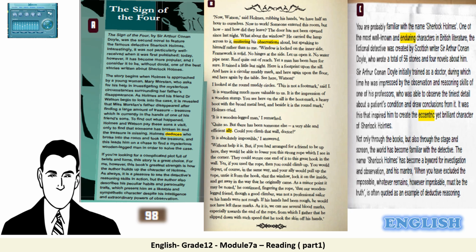Not only through the books, but also through the stage and screen, the world has become familiar with the detective. The name Sherlock Holmes has become a byword for investigation and observation, and his mantra, "When you have excluded the impossible, whatever remains, however improbable, must be the truth," is often quoted as an example of deductive reasoning.